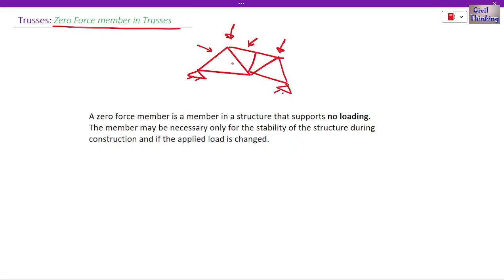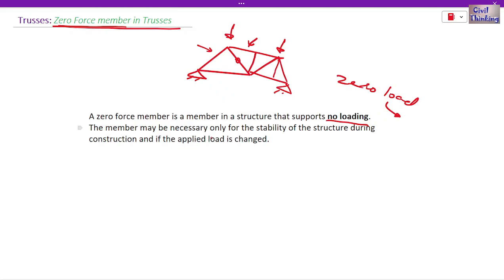But somehow there are some members which do not carry any load, which carry no loading or zero loading. Those who carry zero force, we call them zero force members. So in a truss we have to find which is a zero force member. That is the aim of today's class. So let us find out.